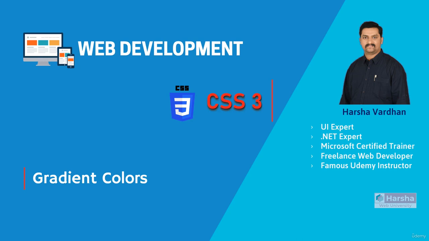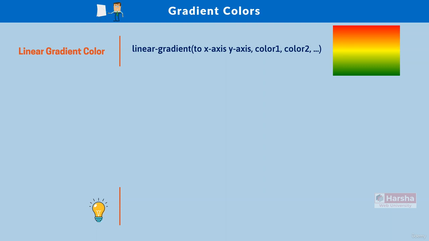Let's apply multiple colors as background color or foreground color for the elements by using the gradient colors concept. Yes, the gradient colors concept is used to specify multiple colors as background or foreground of the element. Mainly you have two types of gradients, that is linear and radial gradient.